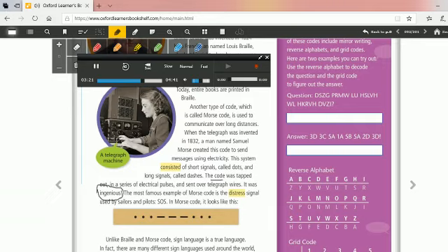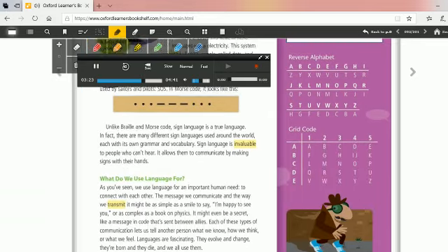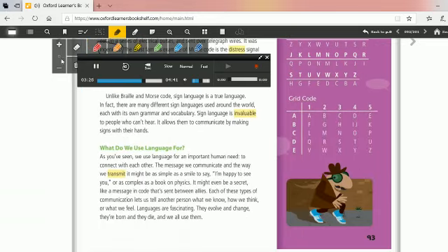The most famous example of Morse code is the distress signal used by sailors and pilots, SOS. In Morse code, it looks like this. Unlike Braille and Morse code, sign language is a true language. In fact, there are many different sign languages used around the world, each with its own grammar and vocabulary. Sign language is invaluable to people who can't hear. It allows them to communicate by making signs with their hands.